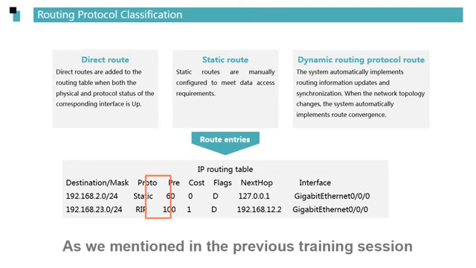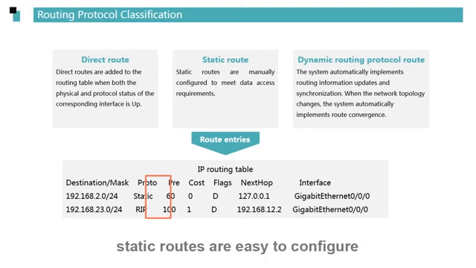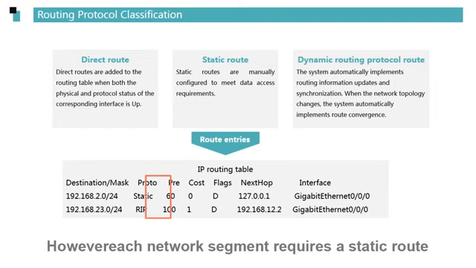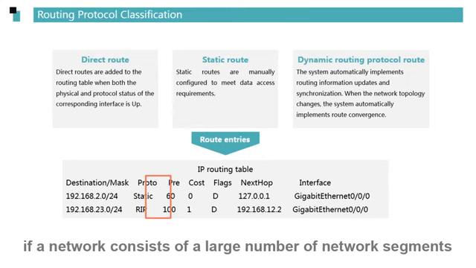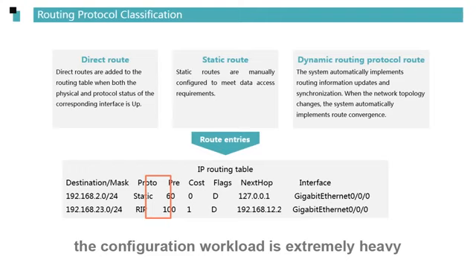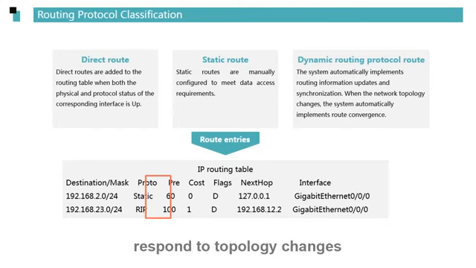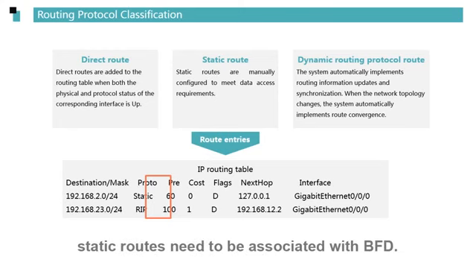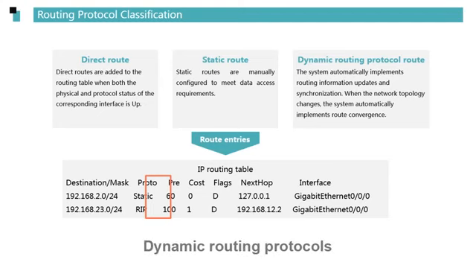Static routes. As we mentioned in the previous training session, static routes are easy to configure. However, each network segment requires a static route. If a network consists of a large number of network segments, the configuration workload is extremely heavy. What's more, static routes cannot dynamically respond to topology changes. To solve this problem, static routes need to be associated with BFD, or dynamic routing protocols.